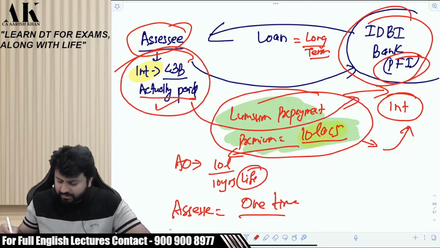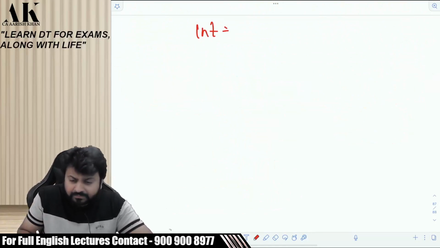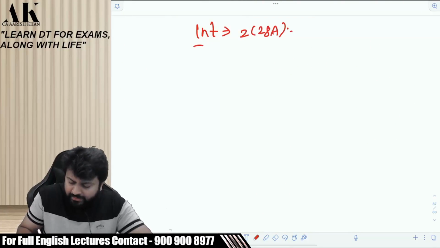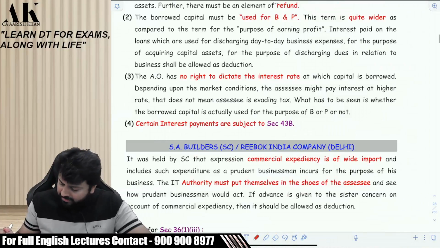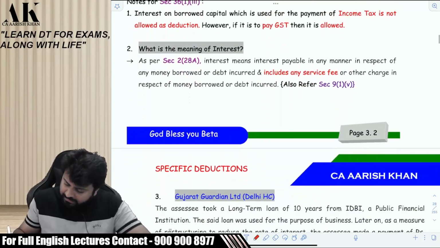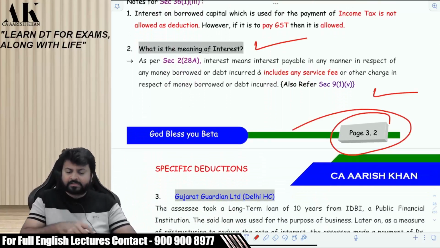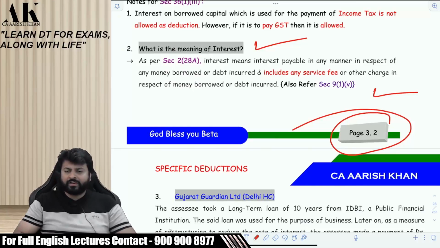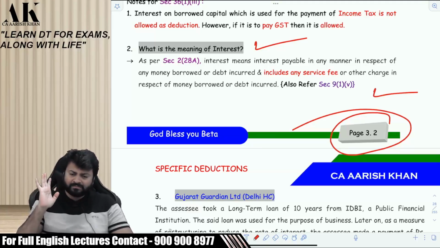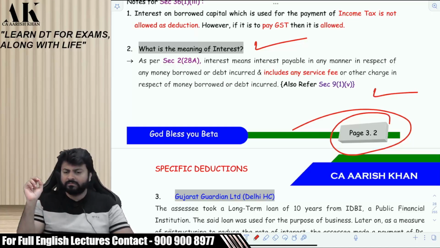And for your kind information, the term interest is defined in 2(28A). Let us read the definition of interest first. Come here all of you. Page number 3.2 in your color book. Meaning of interest, section 2(28A), definition of interest. As per section 2(28A), interest means interest payable in any manner in respect of any money borrowed or debt incurred, and includes any service fee or other charge in respect of money borrowed or debt incurred.